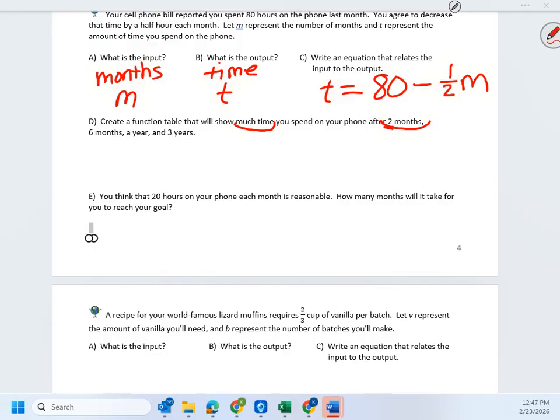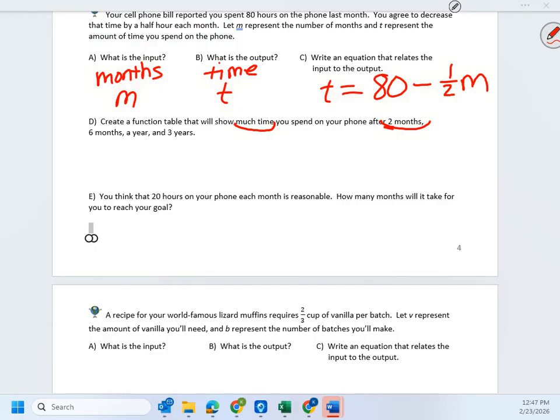I thought it was a half hour, so it'd be like 30 minutes. Yeah, so you decrease that time by a half hour each month. So if it's a half hour for 1 month, it's just a half hour. But if you have 3 months, you have to have that half. Okay.